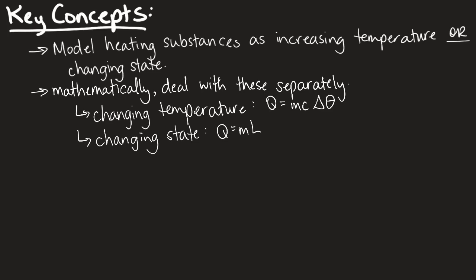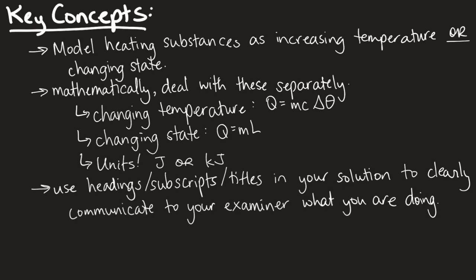When you're combining these, do be careful with units. Like we saw in our example, we had to put everything into either joules or kilojoules. We chose kilojoules because it made more sense, but we could have equivalently put everything into joules. Just make sure that when you add them up, they are all in the same unit. And as a final point, use headings or subscripts or titles or words inside your solution to clearly communicate to your examiner what you are doing. They shouldn't be doing any work or any thinking. It's all down to what you write.